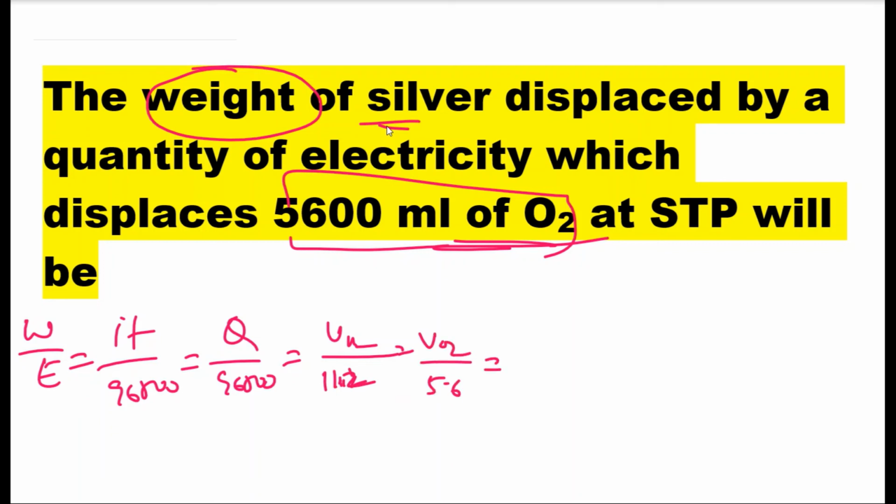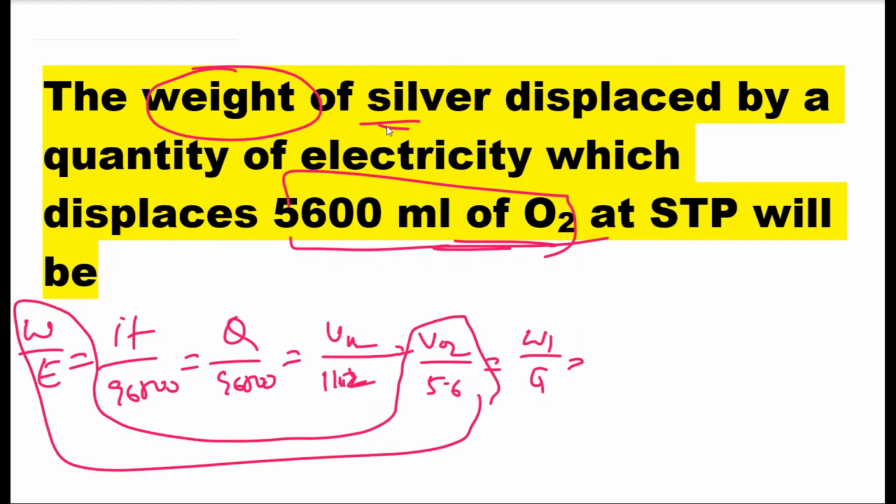W1 by E1 is equal to, like this is there. In this you have to take this particular combination formula. You choose the combination depending upon the given information in the problem. So which combination do you have to take? This combination. W by silver equivalent weight. What is the silver equivalent weight? 108 by 1, because molecular weight by n factor.